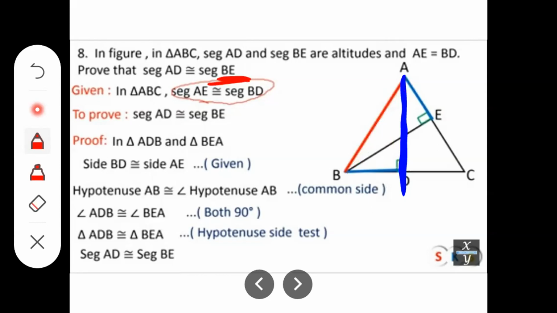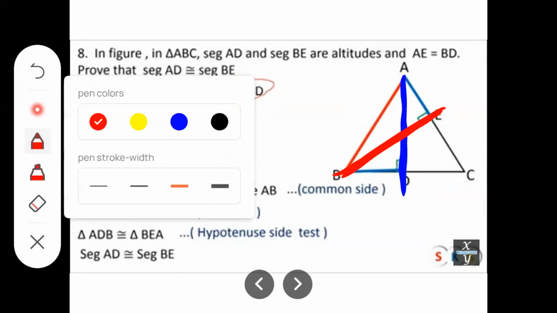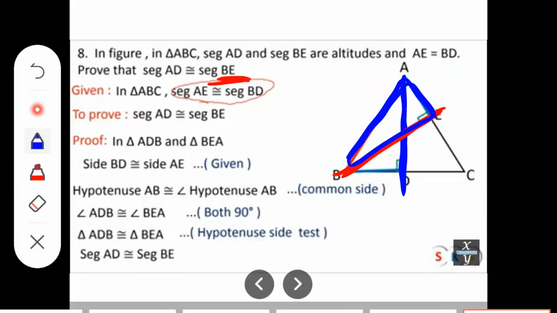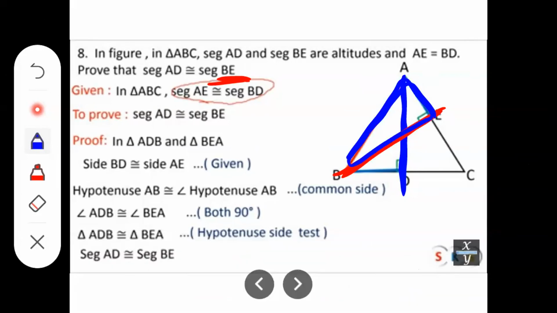Segment BE means this one, BE. And for that the triangle will be, this triangle, so that side will be BE. So the triangle is BEA. Now in both the triangles we have to look carefully how we can show them congruent.